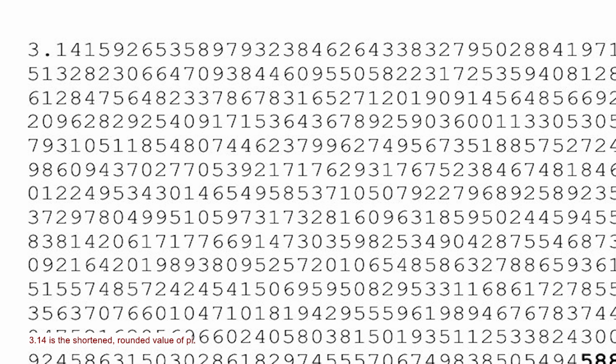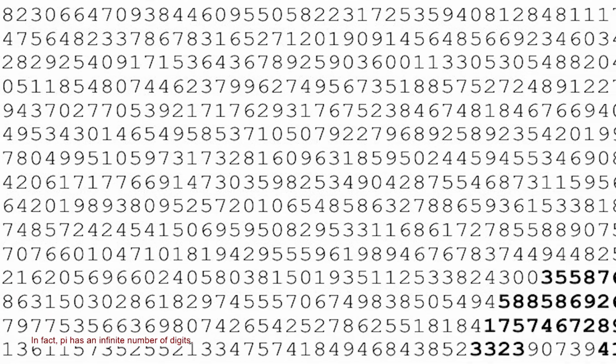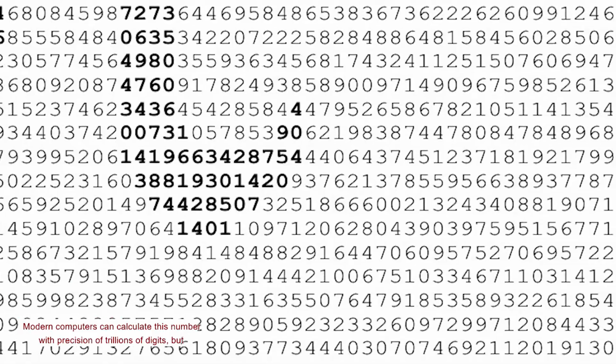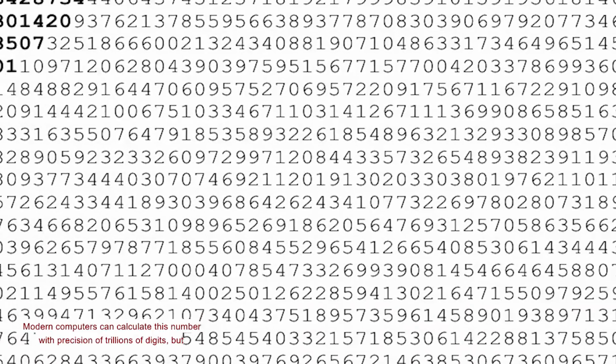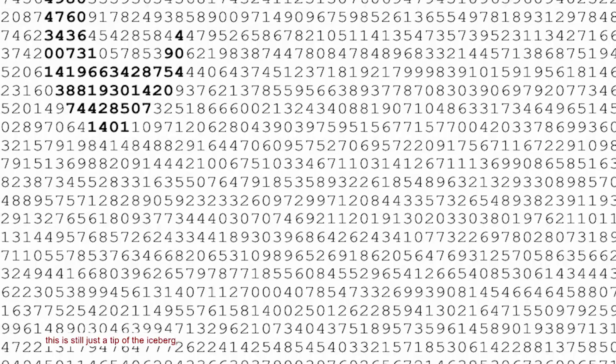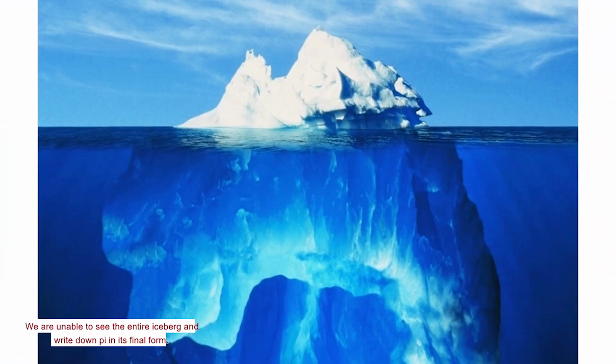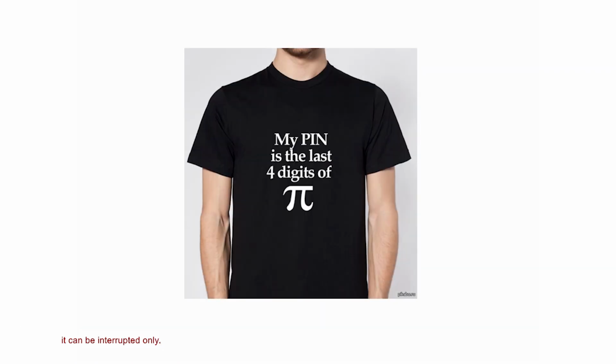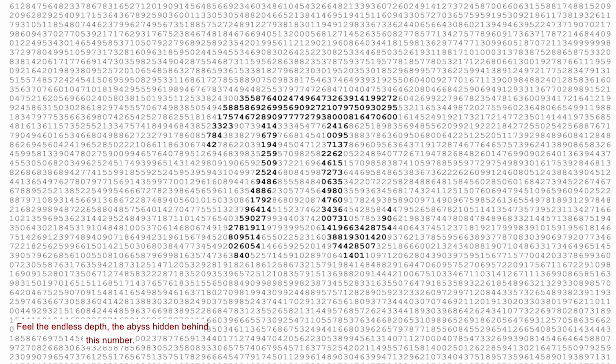3.14 is a shortened, rounded value of pi. In fact, pi has an infinite number of digits. Modern computers can calculate this number with a precision of trillions of digits, but this is still just the tip of the iceberg. We are unable to see the entire iceberg and write down pi in its final form. Any of the records will be incomplete, approximate. Recording this number cannot be completed. It can only be interrupted. See the endless depths, the abyss hidden behind this number.